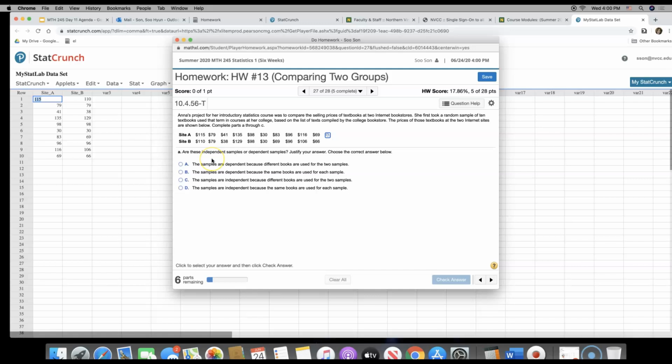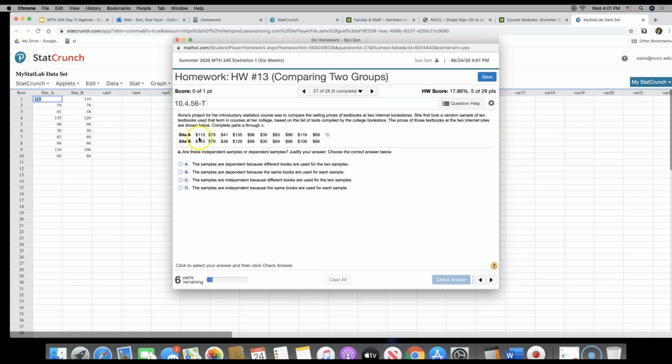So what are we doing? Are these independent samples or dependent samples? Just justify your answer. Choose the correct answer below. Now listen, this is what's happening. So she has a list of 10 different textbooks, right? And what she's doing is she's comparing the price of the same textbook on site A and site B. In my example, we use Amazon and textbook.com. But when I look at the price, the first one, $115 and $110. So one side is selling it for $115, the other side is selling it for $110.